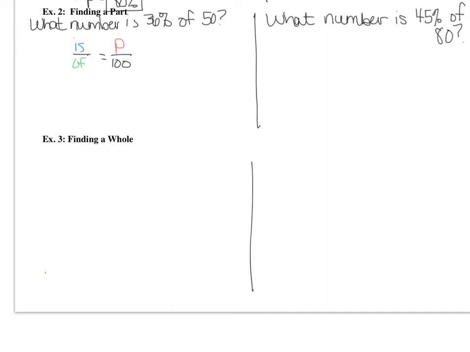Example 2 is the same sort of problem, but instead of finding the percent this time, we're going to be trying to find the part. The sentence here is: what number is 36% of 50? Remember, our proportion is is over of equals percent over 100, or part over whole equals percent over 100.